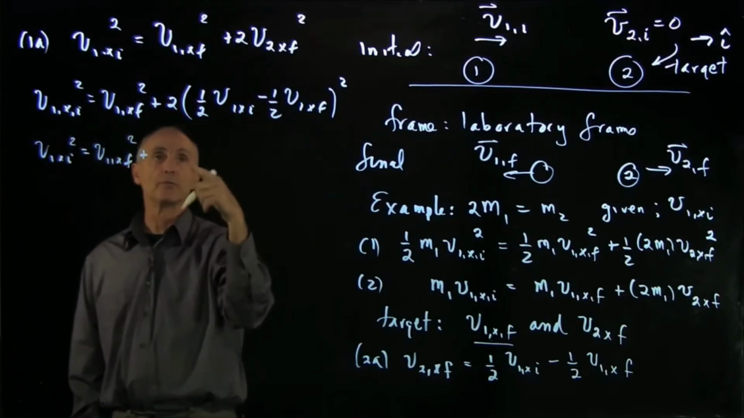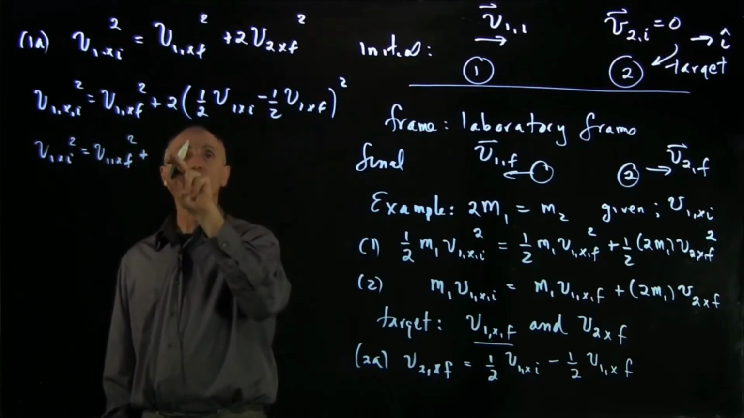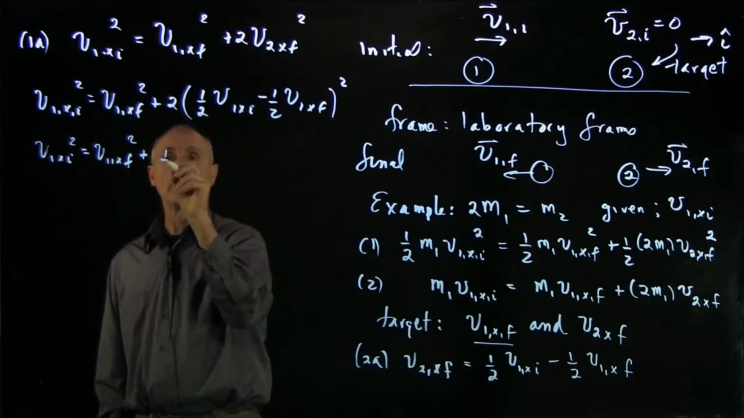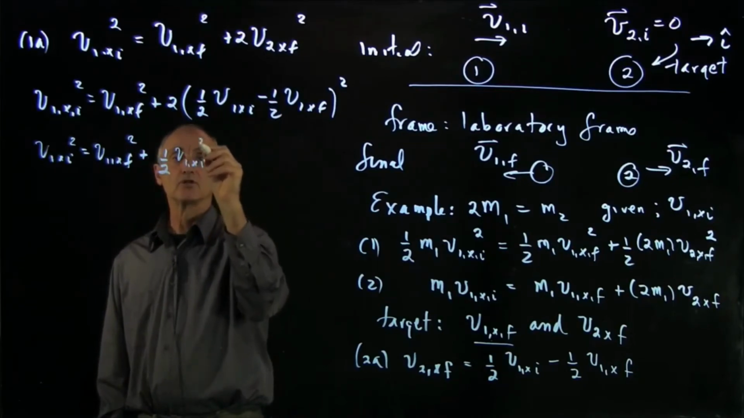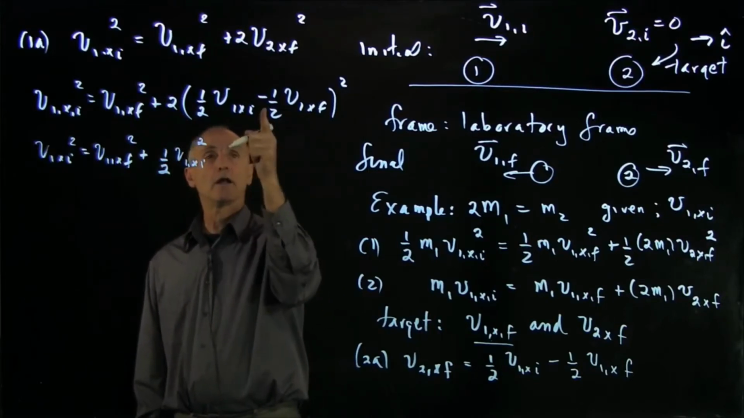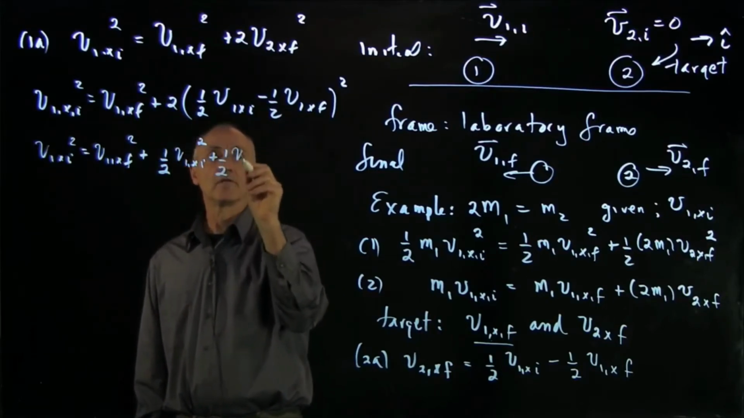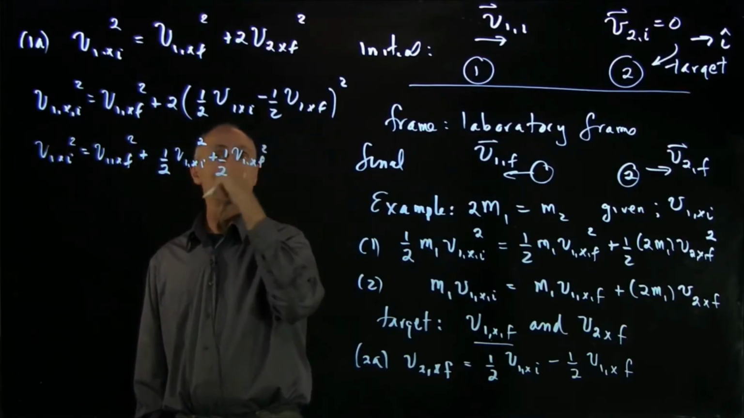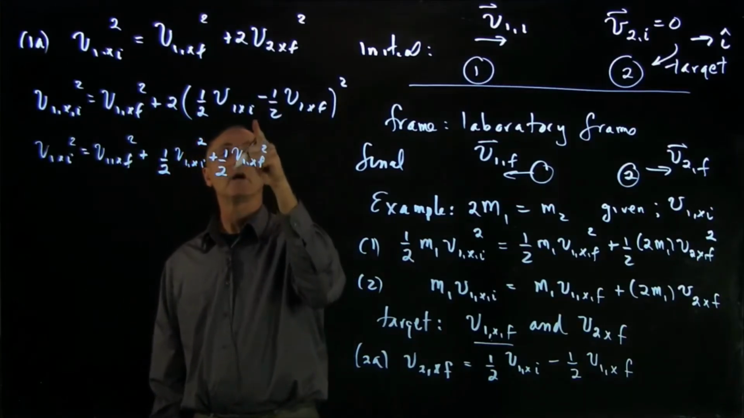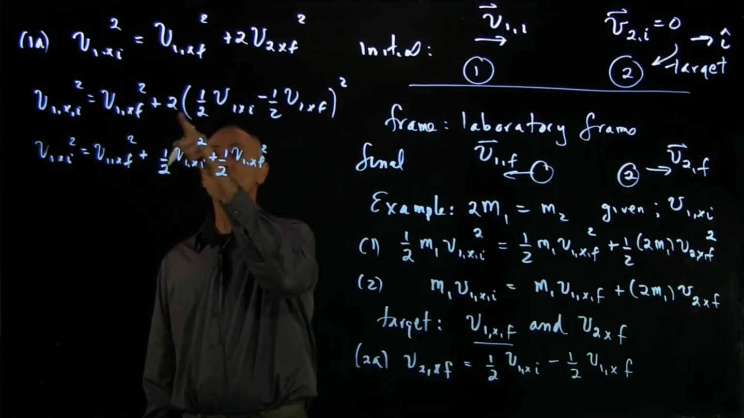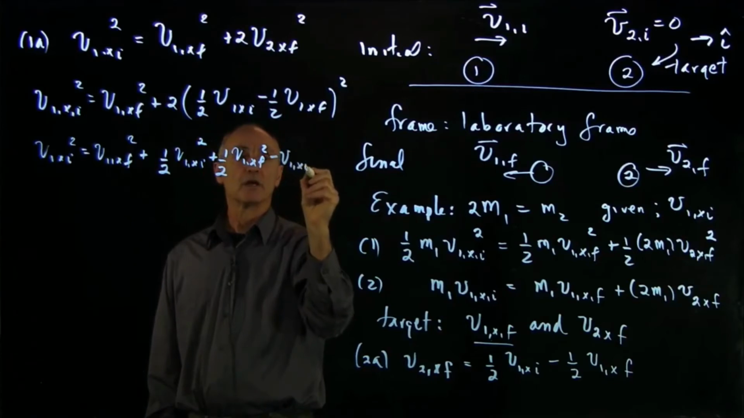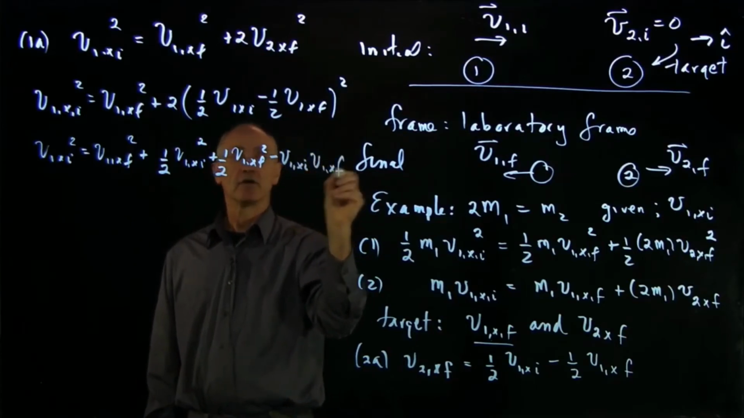Now, if I pull the 2 out, I get a quarter in front, and divide that by 1/2. So I get 1/2 V1x initial squared plus 1/2 V1x final squared. Those represent the squaring out of those two terms. Now the cross term will have a factor of half in the front, but a factor of 2. So we have a simple cross term of V1x initial, V1x final.